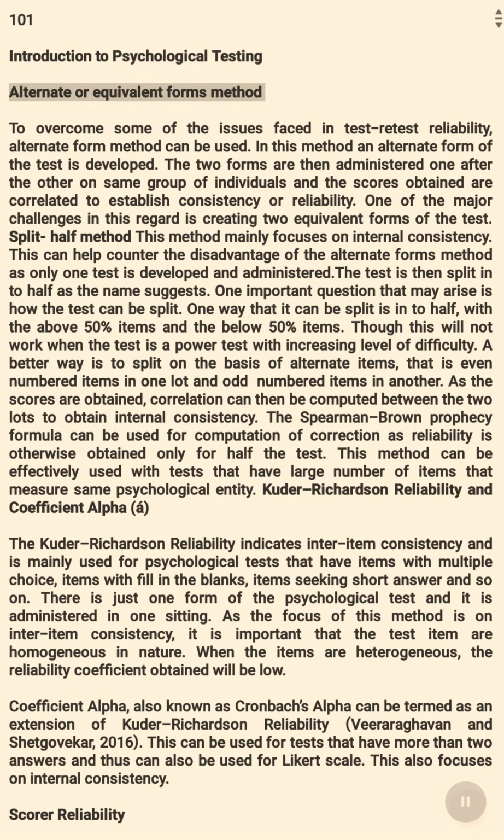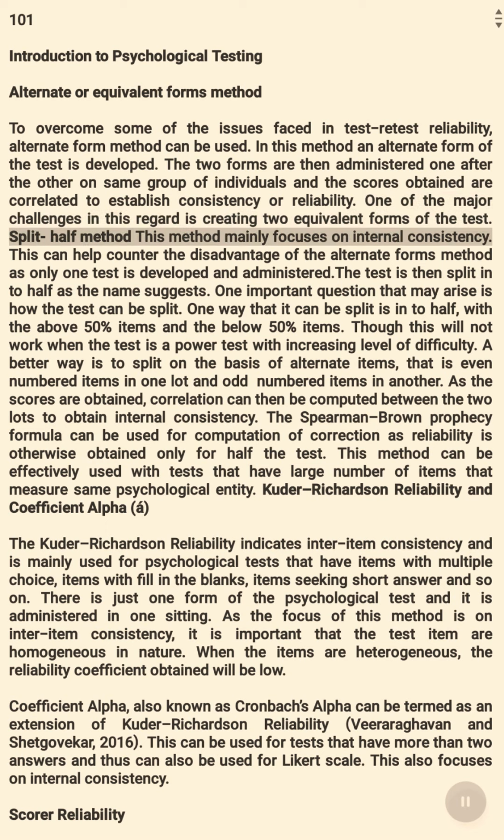Alternate or equivalent forms method. To overcome some of the issues faced in test-retest reliability, the alternate form method can be used. In this method, an alternate form of the test is developed. The two forms are then administered one after the other on the same group of individuals, and the scores obtained are correlated to establish consistency or reliability. One of the major challenges in this regard is creating two equivalent forms of the test.